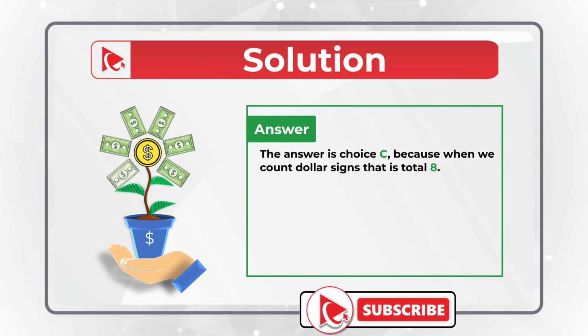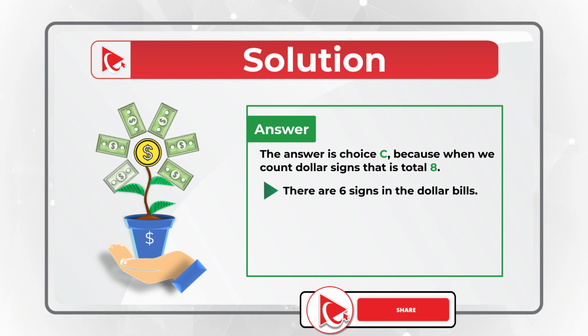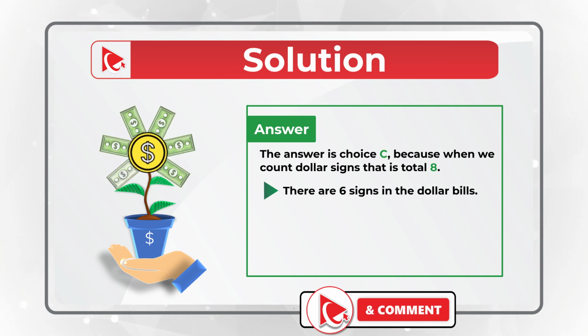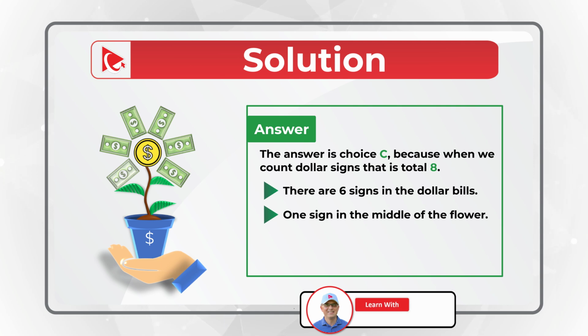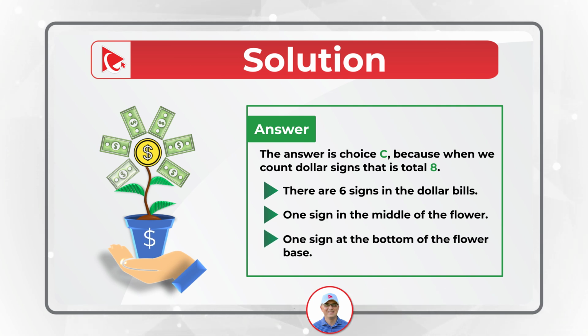The answer is C because there are 6 signs in the dollar bills as flower petals. 1 sign is in the middle of the flower. And then there is 1 sign at the bottom of the flower base.